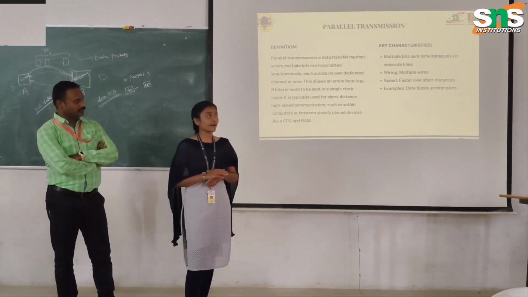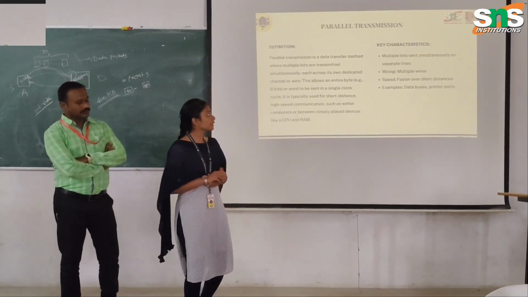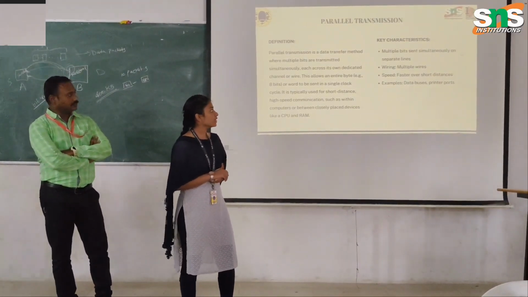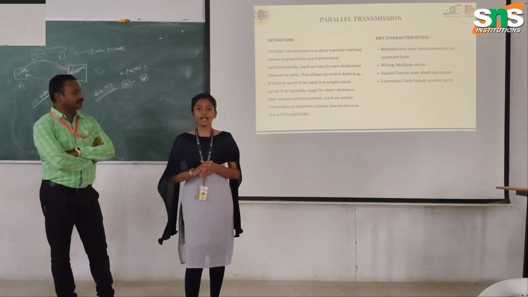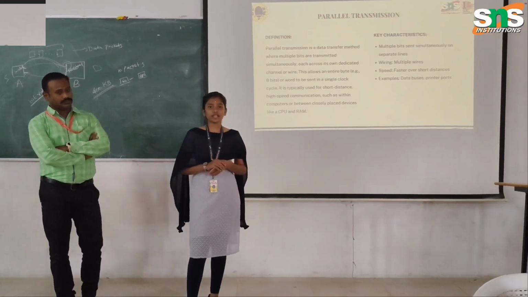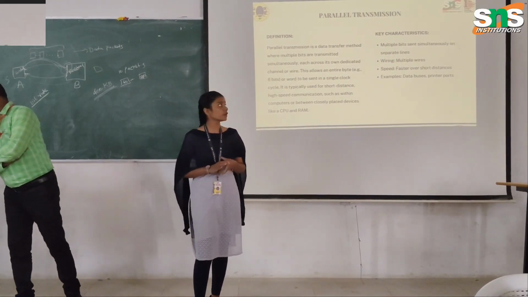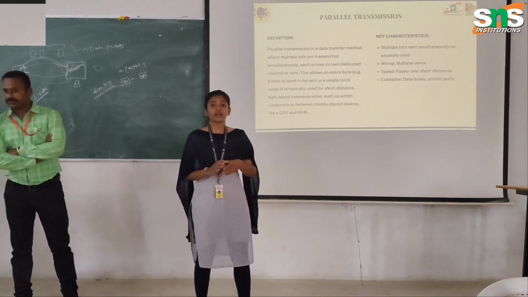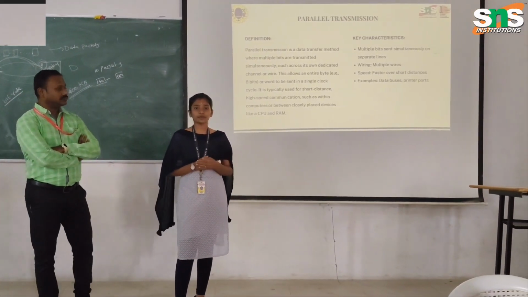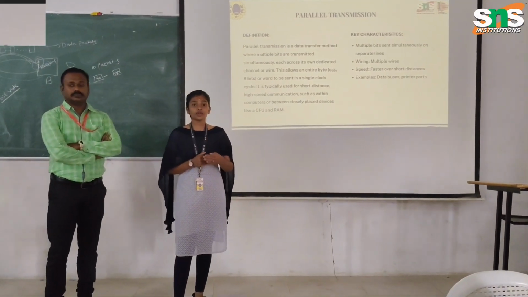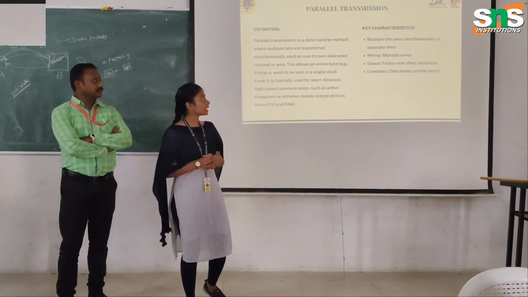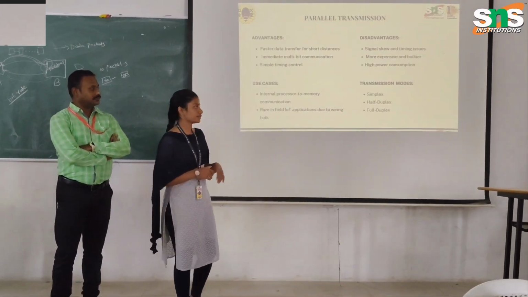The key features of parallel transmission are that multiple bytes are sent simultaneously on separate lines. There are multiple wires because multiple communications take place at a single time. Speed is also faster over small distances. Only over small distances can parallel communication take place efficiently. Examples are data buses and printer ports.